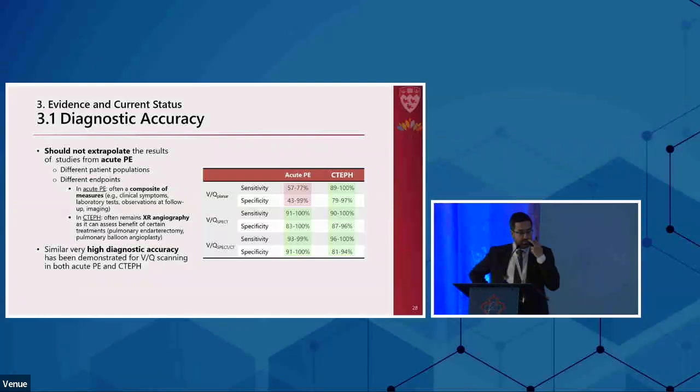Because we're much better at this now, you don't need a SPECT to diagnose this, whereas there's a large difference between planar VQ and SPECT in the acute setting, in the chronic setting it's much less important because we're looking for large defects.